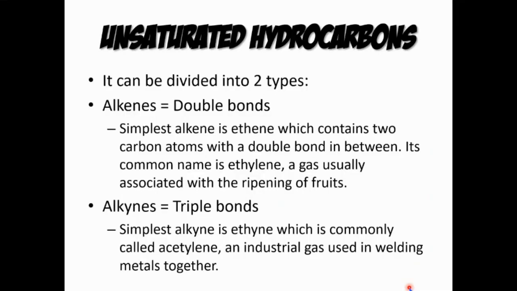So, next po yung unsaturated hydrocarbons. Meron tayong dalawang types ng unsaturated hydrocarbons katulad ng sinabi ko po kanina, which are the alkenes, which are the double bonds, no? So, kapag sinabing alkene, the simplest alkene is ethene, which contains 2 carbon atoms with a double bond in between. Its common name is ethylene, a gas usually associated with the ripening of fruits. No? And then next po yung alkynes, or sabihin natin na ito ay triple bonds. The simplest alkyne is ethyne, which is commonly called acetylene, an industrial gas used in welding metals together.